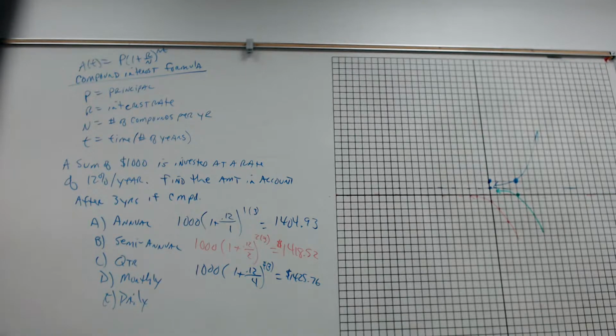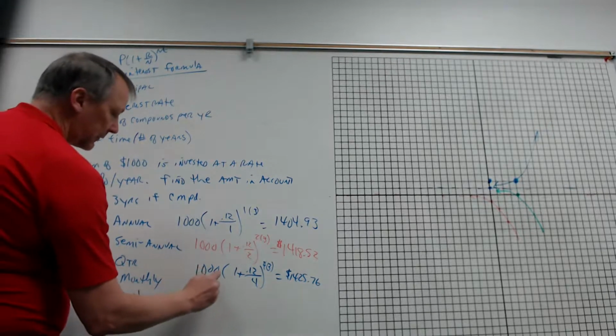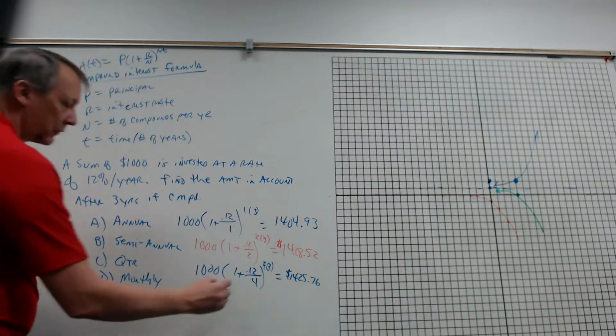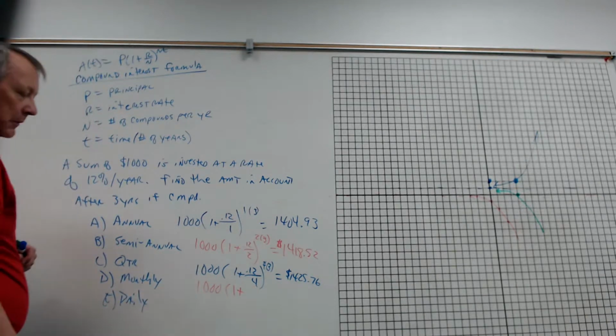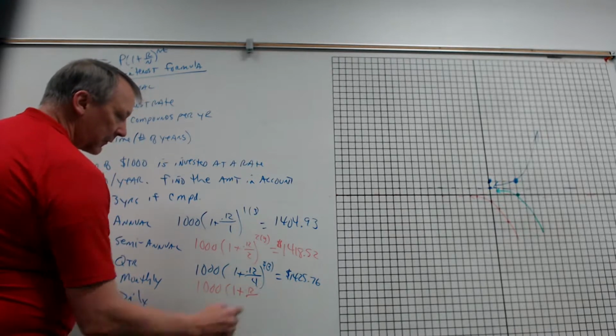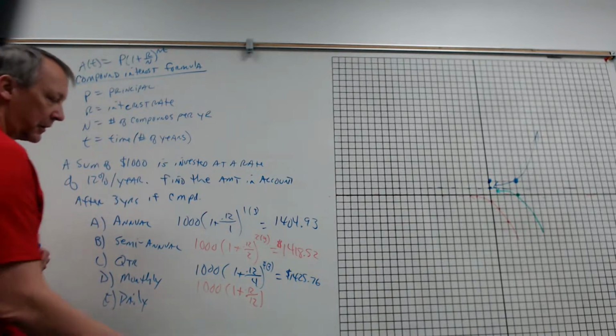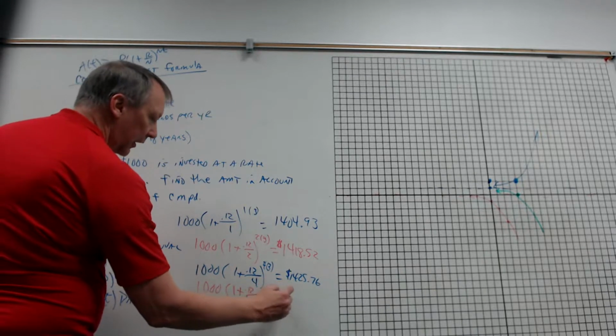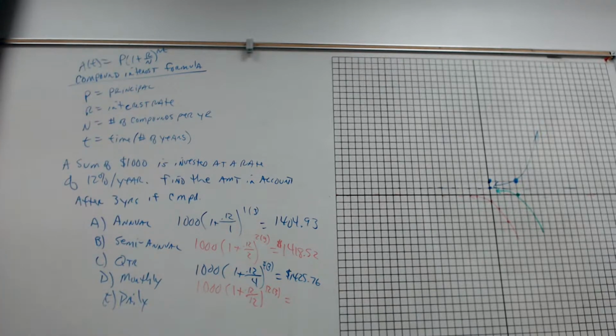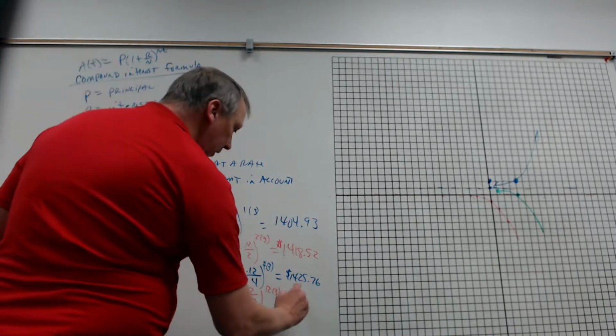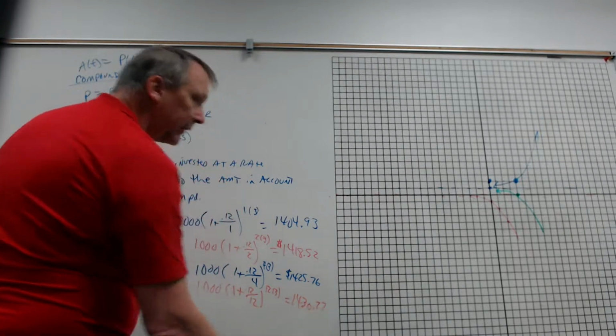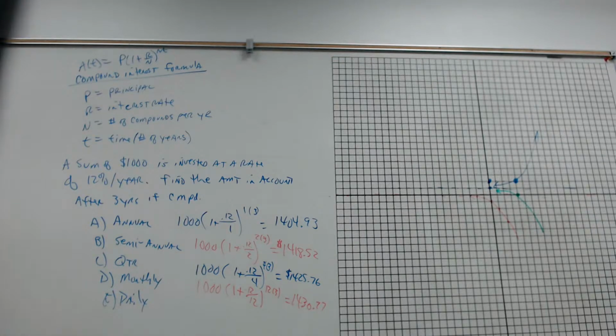How about monthly? Jacob, can you help me do monthly? 1,000, and then 1 plus 0.12 over 12, and then 12 times 3. According to the book, if you plug that into your calculator properly, you get 1430.77.